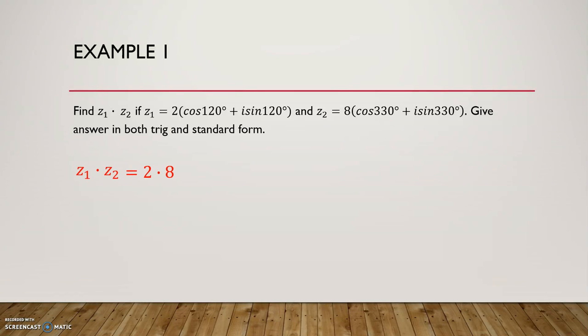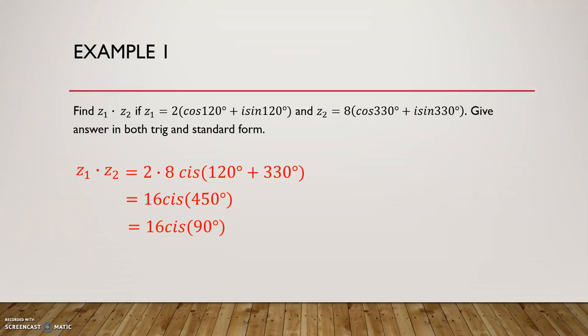So the first thing we're going to do is set it up. We'll first take the two R values and multiply them together, so the 2 times the 8. Then from there, we're going to add the two angles together, so the 120 and the 330. And we'll go ahead and simplify things. So 2 times 8 is 16. The 120 plus 330 is 450. Please try to keep your degrees or radians from either 0 to 360 or 0 to 2 pi. So 450 degrees, if we were to go around, is in the same spot as 90 degrees. So this is our trig form answer. If I said, give it to me in trig form, then you'd be done.